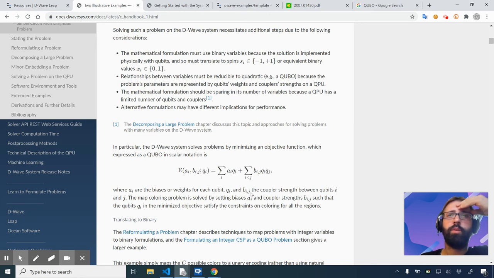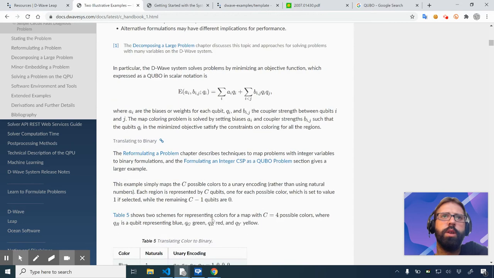I guess these coupler strengths are going to indicate whether the qubits are related, or kind of connected. So we can use that to say those two regions are adjacent or not. And the map coloring problem is solved by setting biases and coupler strengths such that the qubits in the minimized objective satisfy the constraints on coloring for all regions.